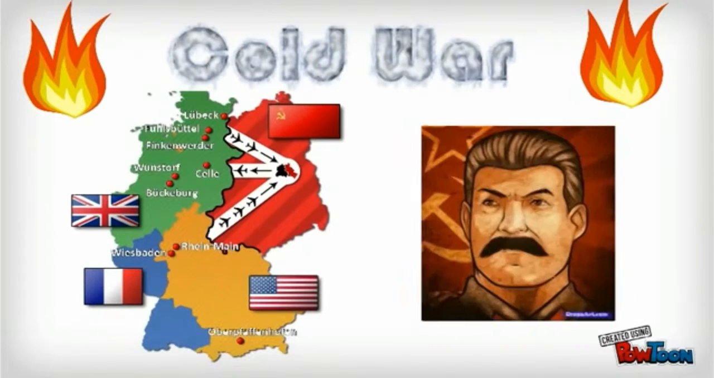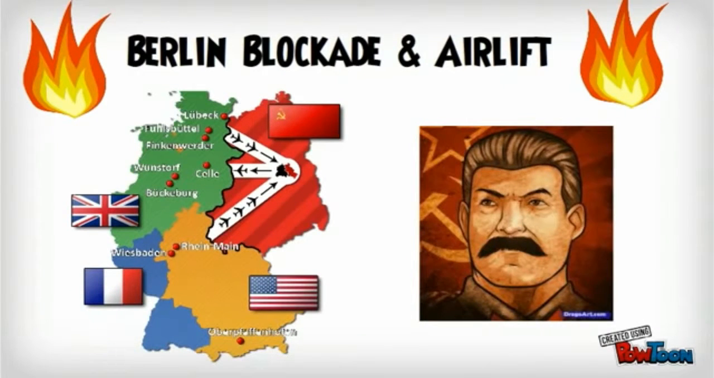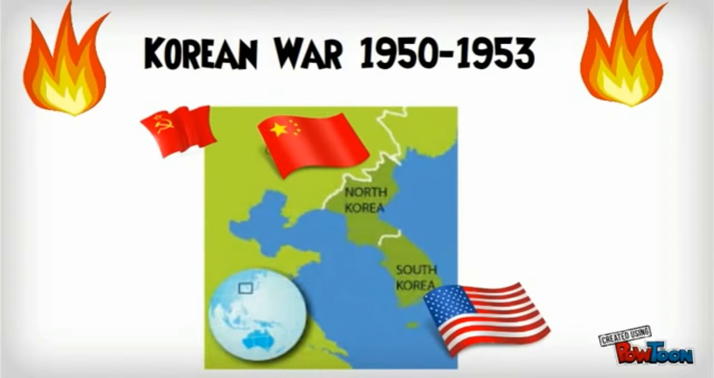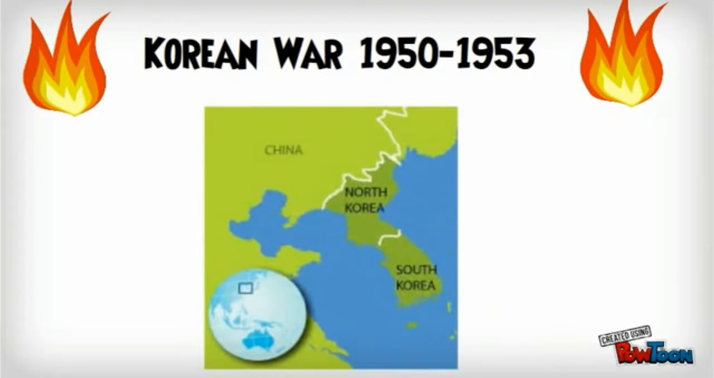Over the next 50 years, the Cold War will get hot at times as conflict between the US and the Soviet Union became realistic. Some hot events of the Cold War are Stalin's blockade of West Berlin and the airlift that followed. In 1950, the Korean War began between the US-supported South Korea and the Russian and Communist China-supported North Korea.